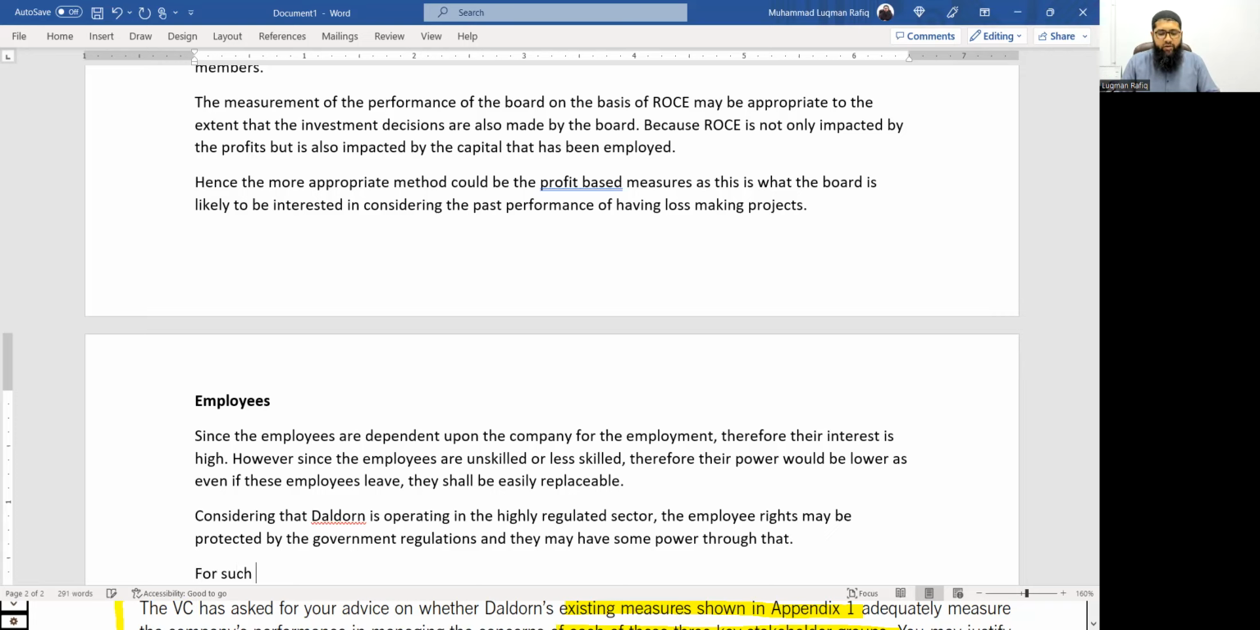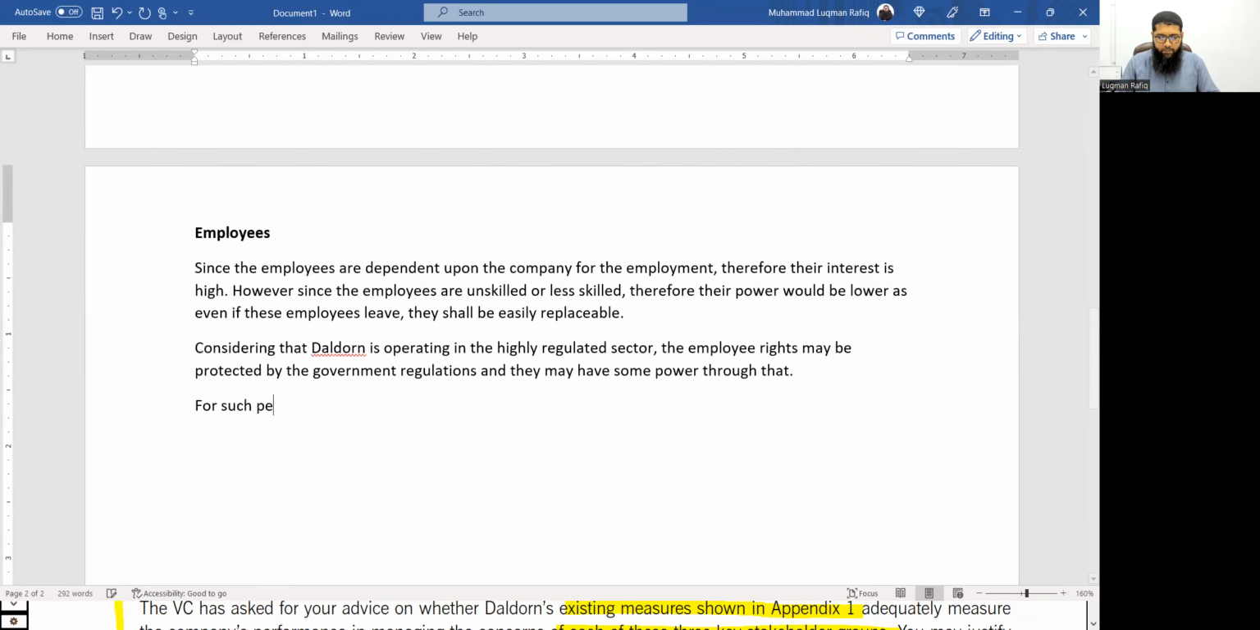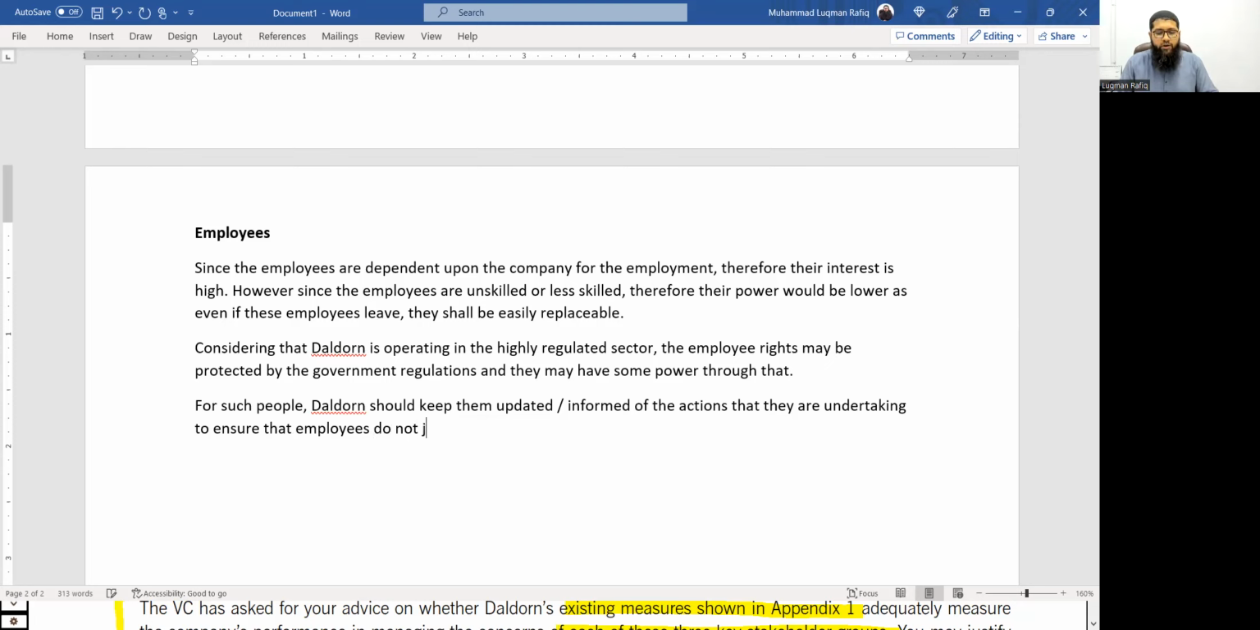For such people, Deldon should keep them updated or informed of the actions that they are undertaking to ensure that employees do not join high power forces.